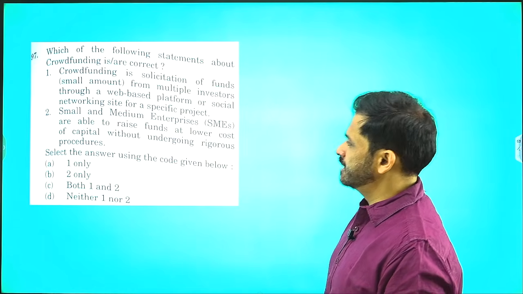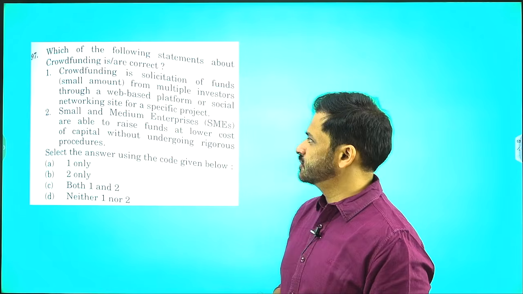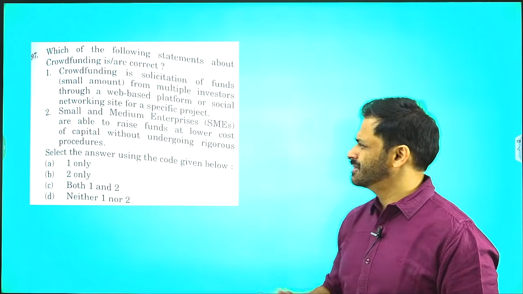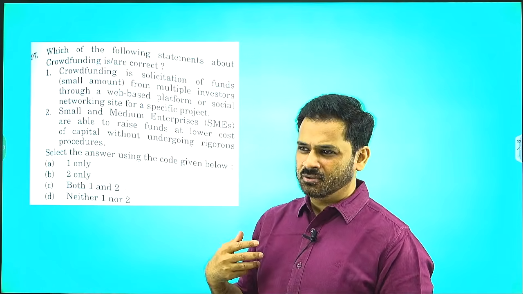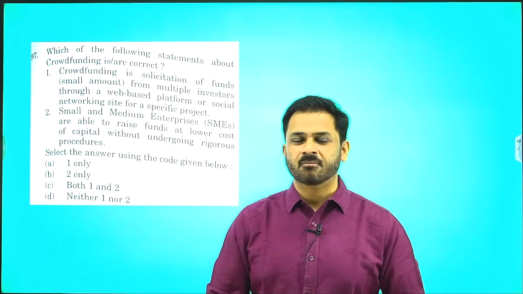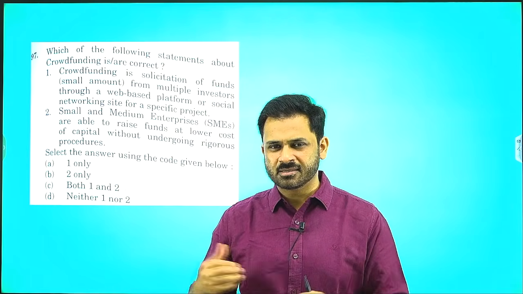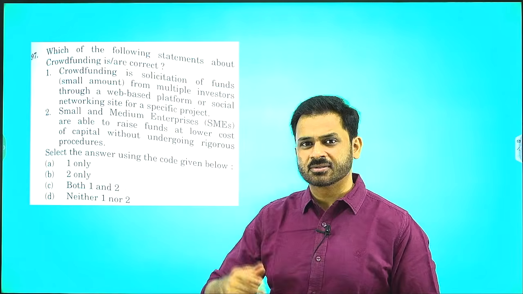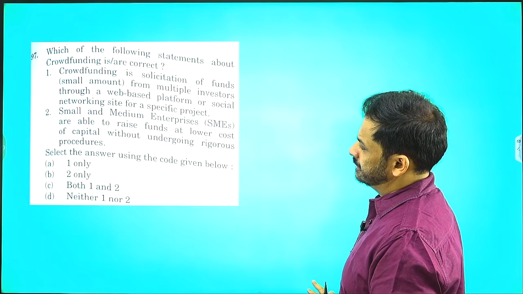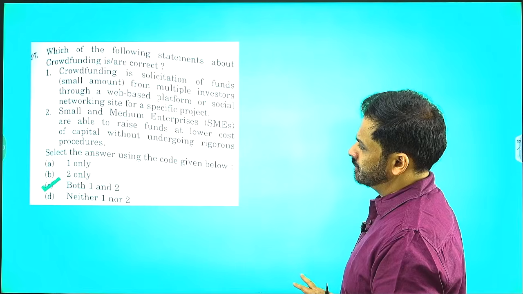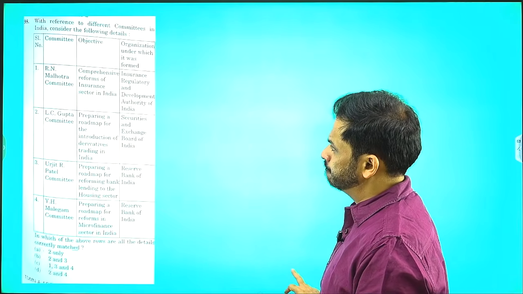Small and medium enterprises are able to raise funds at lower cost of capital without undergoing rigorous procedures. This is also correct. So this was an easy question. In fact, many questions are there which may look difficult in the question paper, but when you are answering in the exam hall and you just look at the statements and the options, you can easily get some of the questions correct. So here the answer for this is, of course, C. Both 1 and 2 are correct.